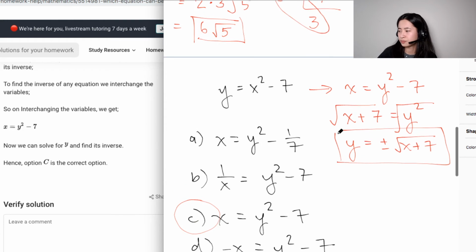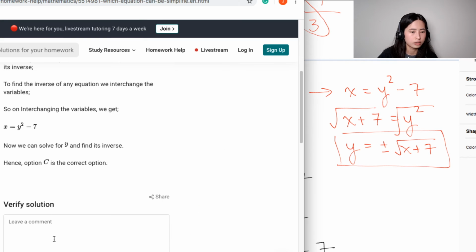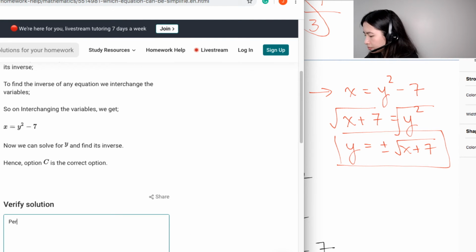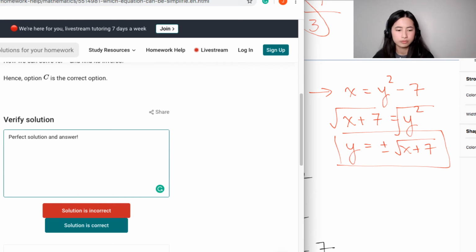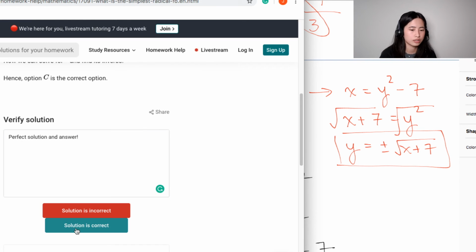Great. So yeah, this is correct. So nothing to correct. Okay, solution is correct. Great.